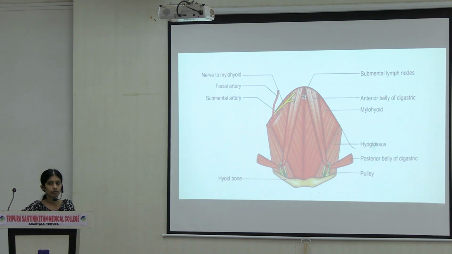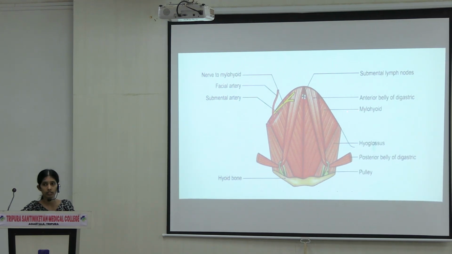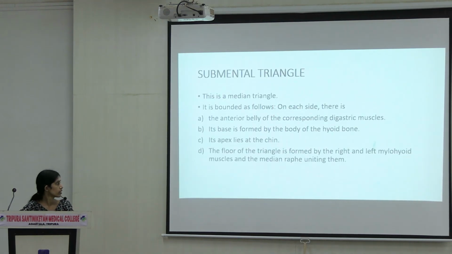Any doubts? Any doubts in this? So the border on each side of your submental triangle is formed by the anterior belly of the digastric muscle. Base is formed by the hyoid bone, and next apex is formed at the chin point. The floor is formed by the mylohyoid muscles on both the sides, right and left mylohyoid muscles.